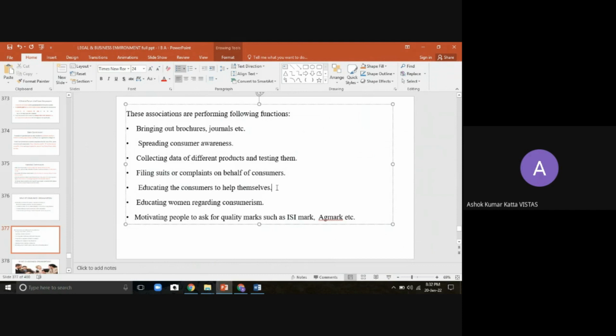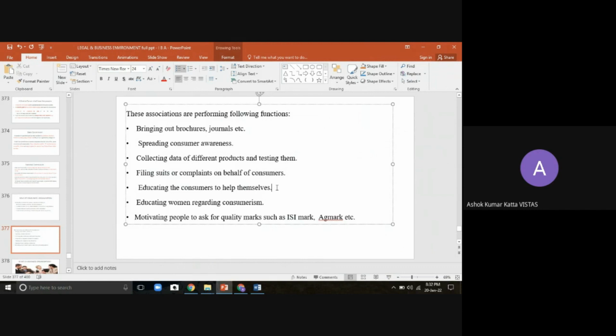So not only the budget, but you must also know what quality you are going to buy. Every consumer must know about their rights.